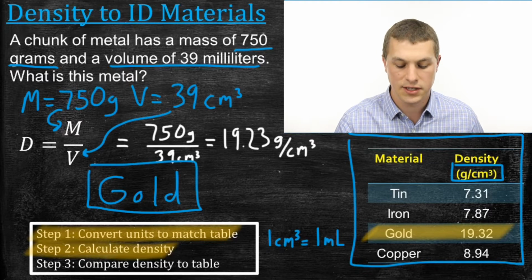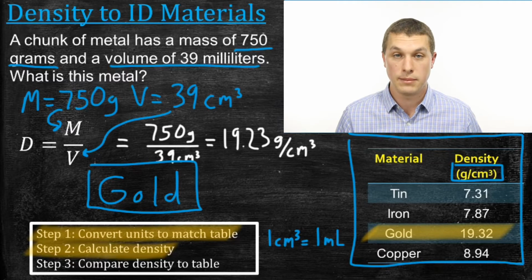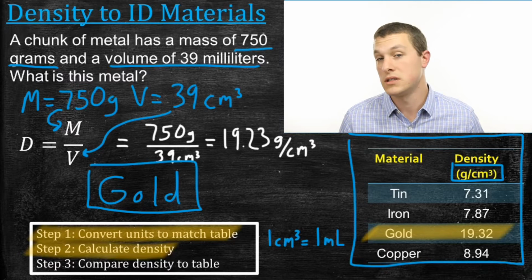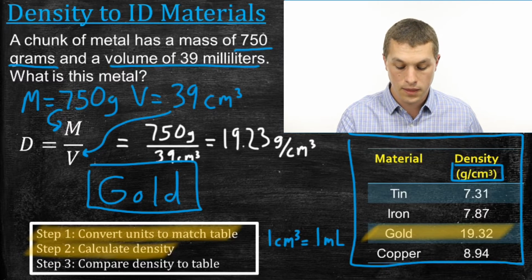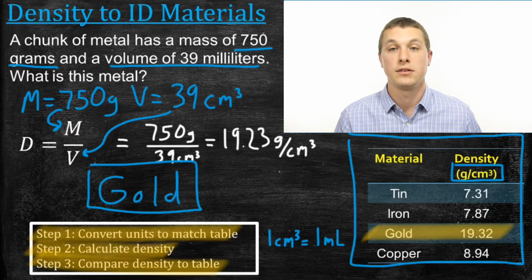So this is how we can use density to identify a material. Because gold always has a density of 19.32 grams per cubic centimeter, we can just calculate the density of whatever object we're given, and we can know, is this gold or is it not? So that was step 3, comparing the density we calculated to the table.